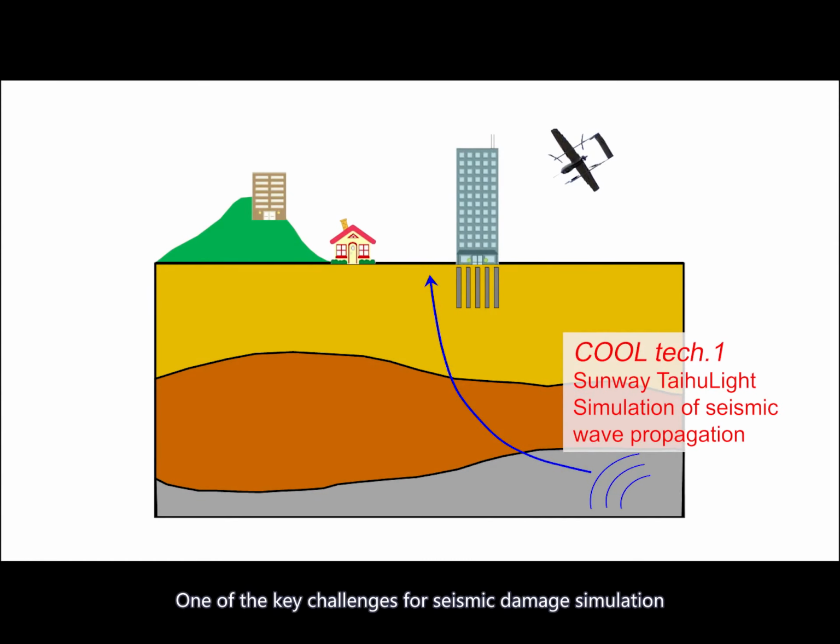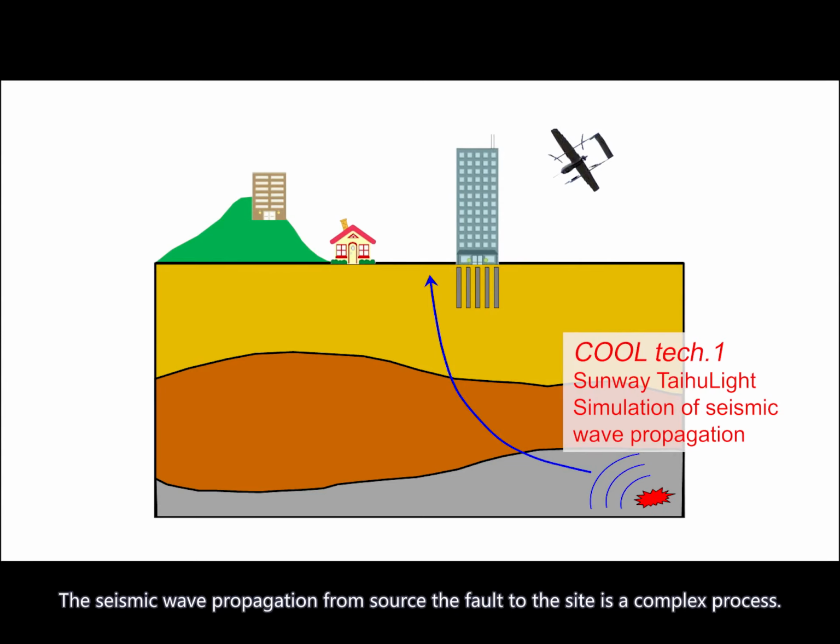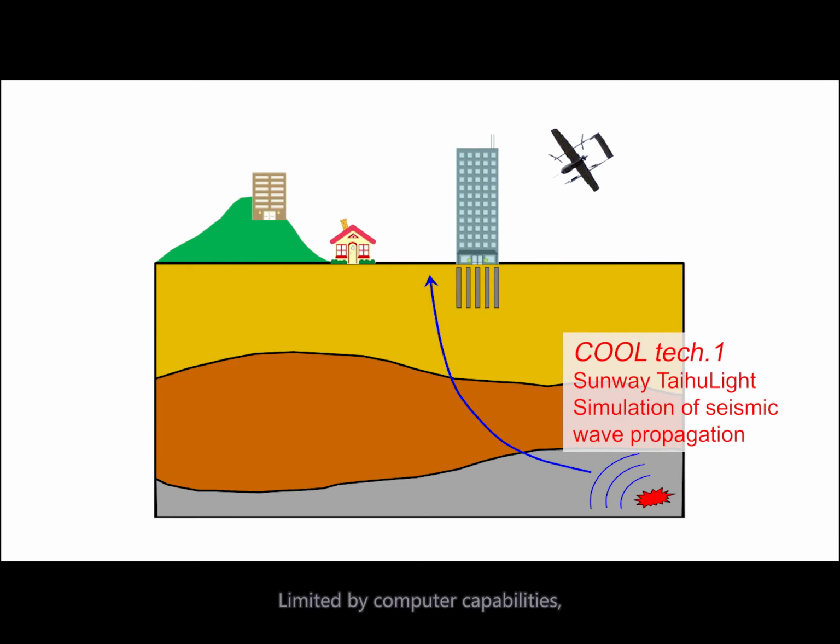One of the key challenges for seismic damage simulation is to obtain a reasonable ground motion input. The seismic wave propagation from source to fault to the site is a complex process, limited by computer capabilities. Previous studies generally can only simulate low-frequency seismic waves.